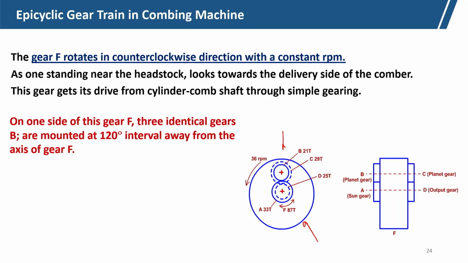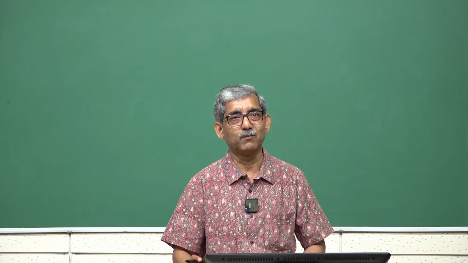Okay. That is a 120° interval away, on the axis of gear A. So, why do you need 3 gears? Because only one gear will actually do all this motion transmission, but 3 gears are required just for dynamic balancing, otherwise there will be vibration.